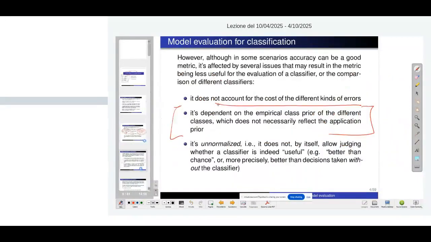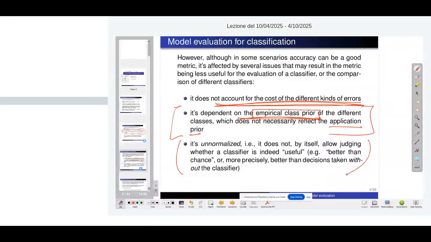So, as we said, it does not account for the fact that errors are different. It relies on the empirical prior of the evaluation set, which may not be the same as the application prior. Finally, one last thing, this is slightly less important, but still is interesting on its own. It's unnormalized. What does it mean?